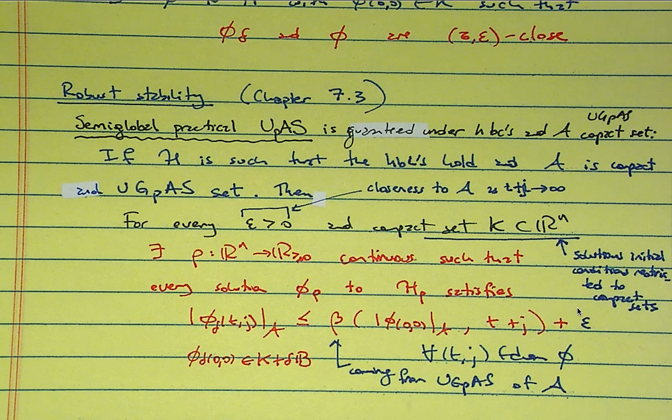Okay. But much of chapter 7 is about these robustness properties that you can read.